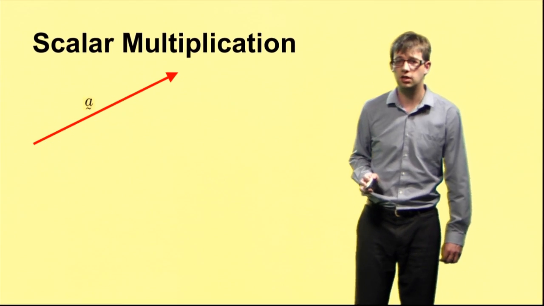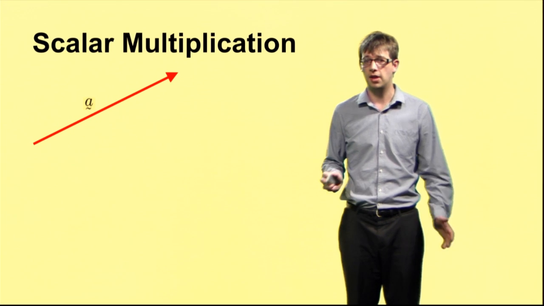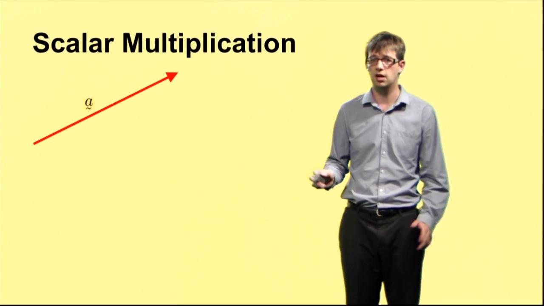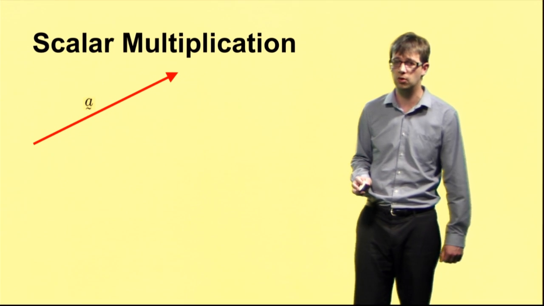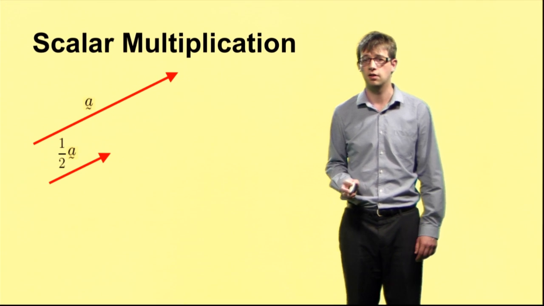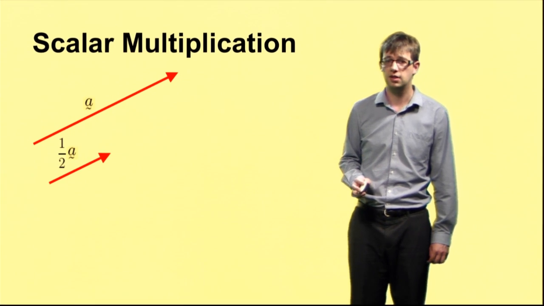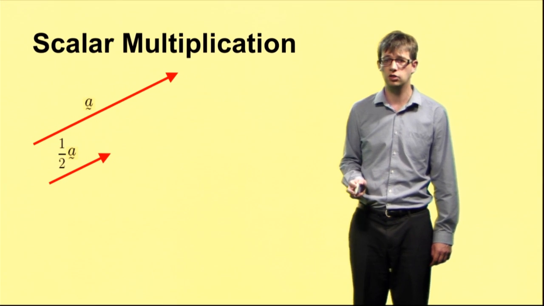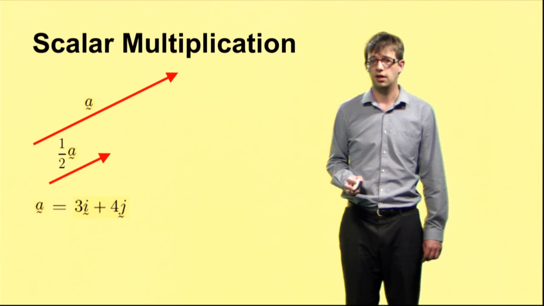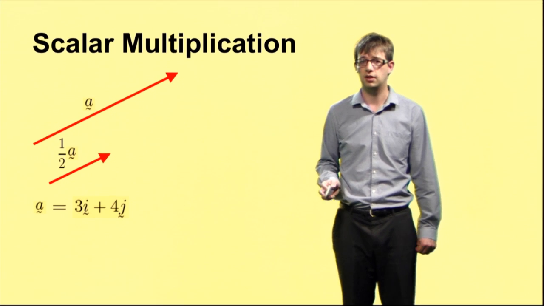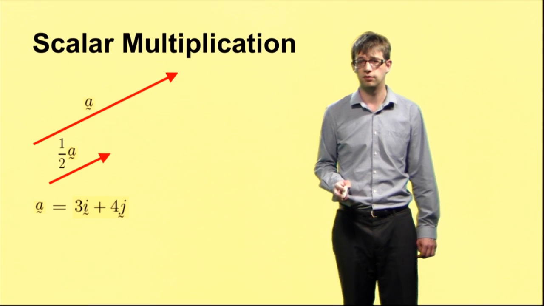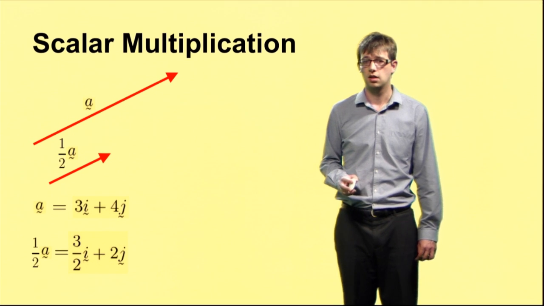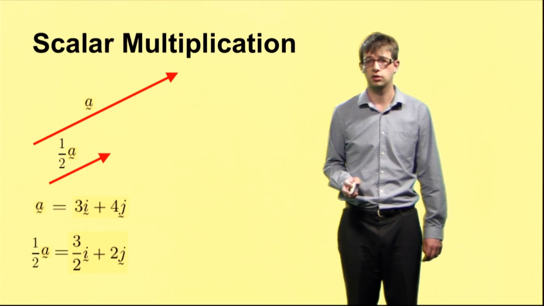Scalar multiplication: we can multiply our vectors by scalar numbers, scaling up the vector, making it bigger, or scaling it down, making it smaller, to any value we like. So this one I've halved the vector a, so it's in the same direction as a, but it's half the magnitude. In our ij notation, if a is 3i plus 4j, then half of a becomes 3 on 2 i plus 2j.